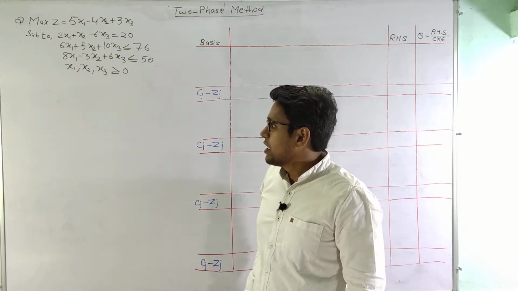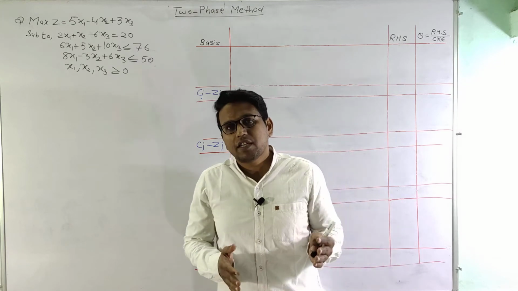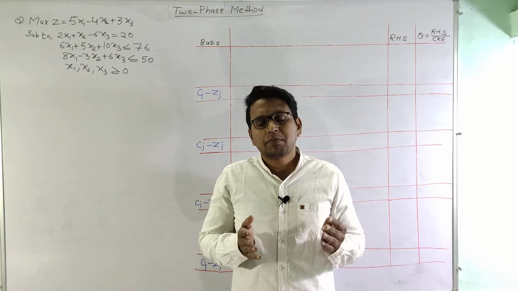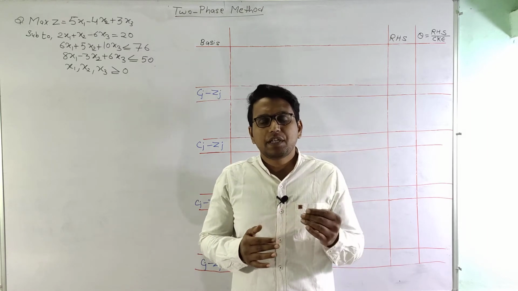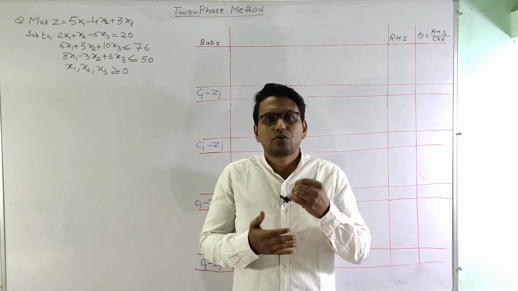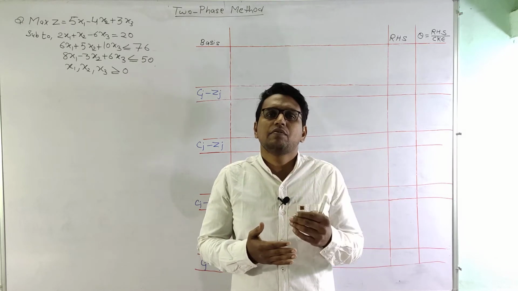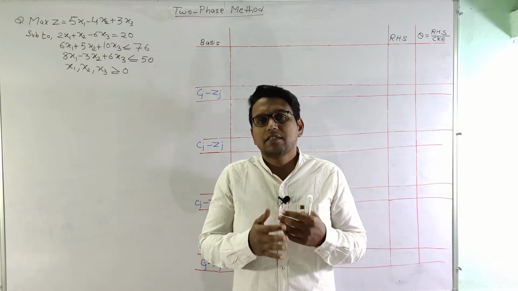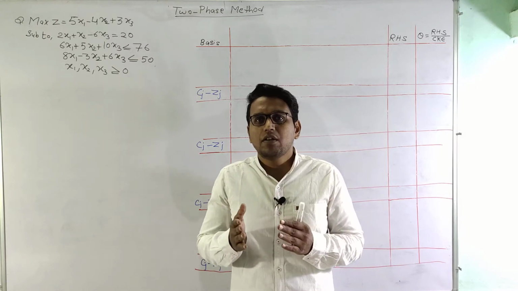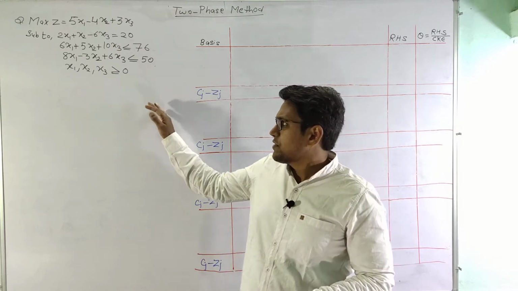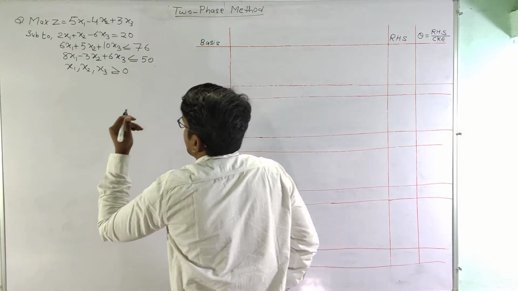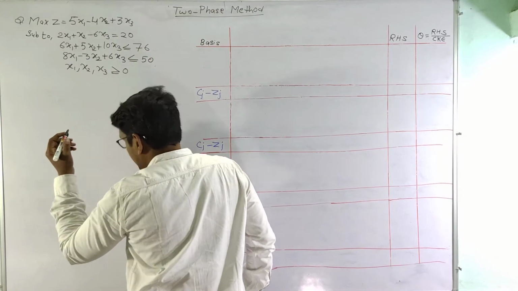Now, as we have discussed in the previous lecture, in the two-phase method we separate the problem into two parts. In the first phase, we try to eliminate the artificial variable, or drive the value of the artificial variable to 0. And in the second phase, we go for the optimal solution. Now, let us first convert the constraints into standard form.